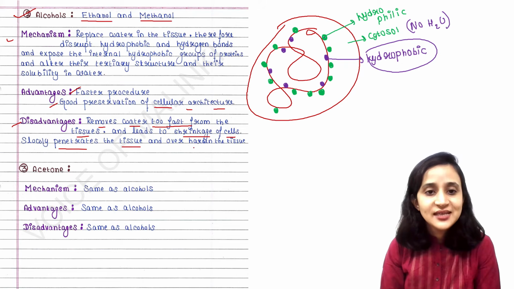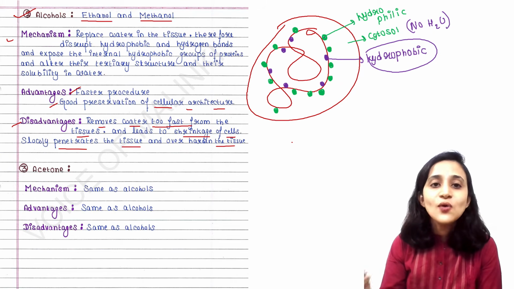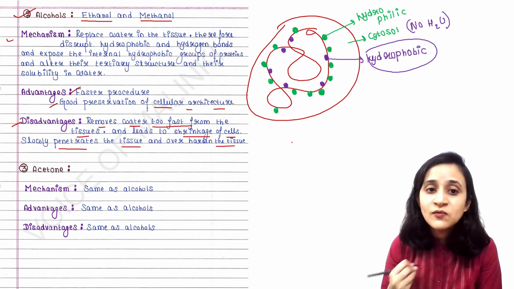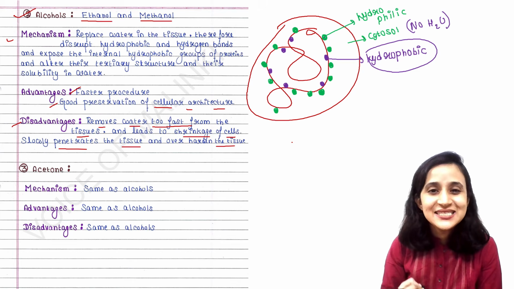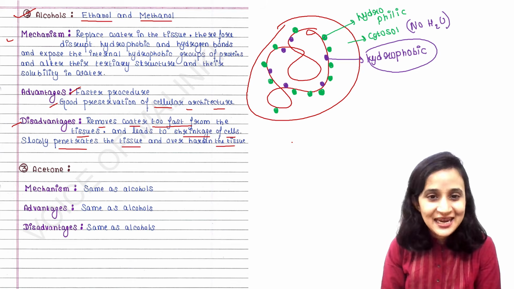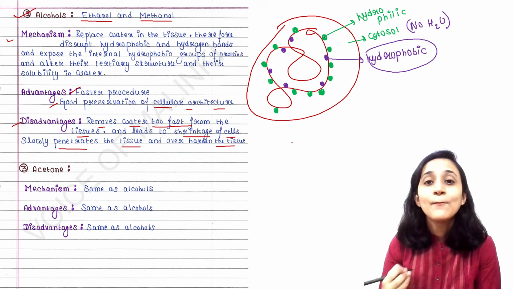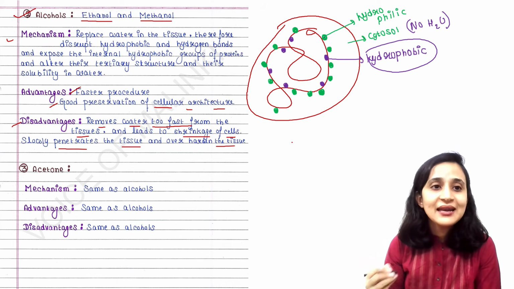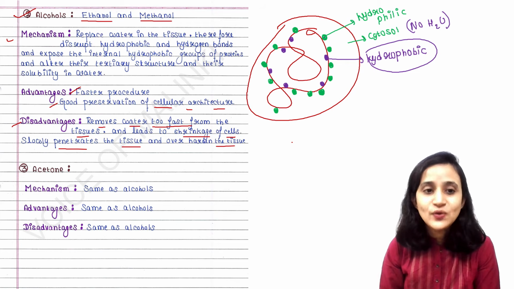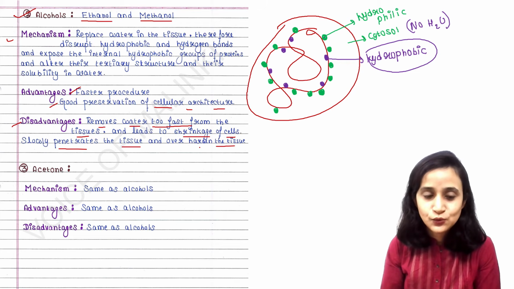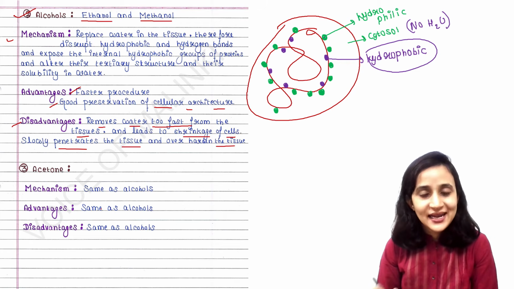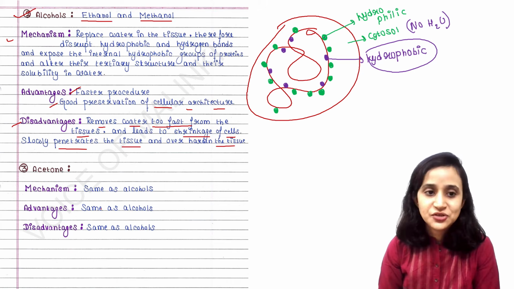It slowly penetrates the tissue and over-hardens the tissue. So alcohol removes water, but it removes water too fast, so that the cell is going to shrink. And when the shrinkage of the cell occurs, it is not easy to stain and you cannot check the cell properly under the microscope. And alcohol slowly penetrates the tissue. It takes time and it will over-harden the tissue. So that is also not good for the fixation.